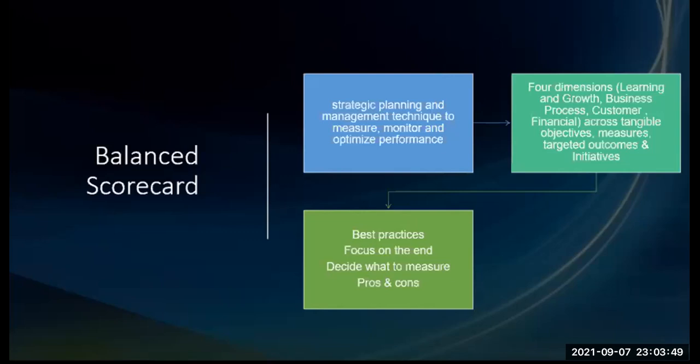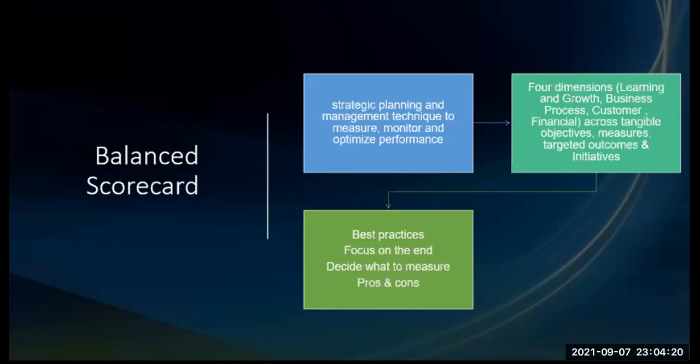Next, when you talk of business process, this includes metrics that indicate how well our organization is operating, how efficient our processes are, and whether they meet our customers' needs. You need to ask, to satisfy our customers, what business processes must we excel at? How should we strengthen our business process to satisfy our customers? That's the way to look at it.